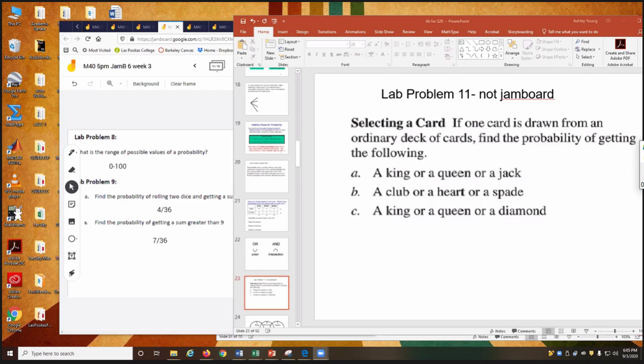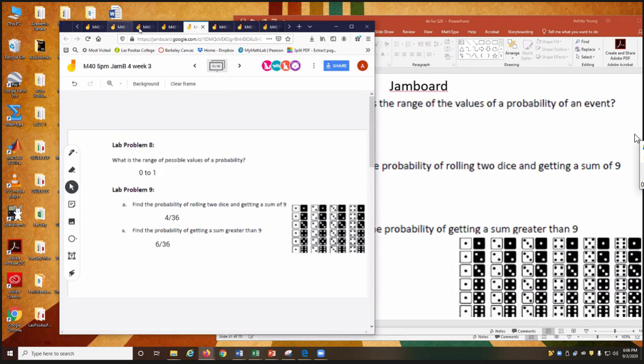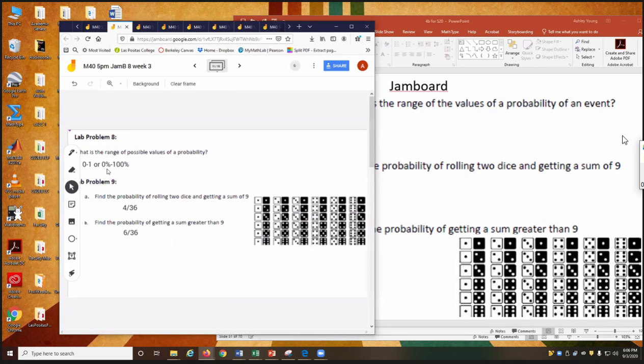So we're taking a look at this problem here. The range of values of probability of an event. So this is super common. People do this all the time, 0 to 100. What you really mean is 0% to 100%. Right? 1 is 100%. You can have 0% to 100%, or you can do 0 to 1 if you don't do percents. So decimals, 0 to 1. Percents, 0% to 100%.